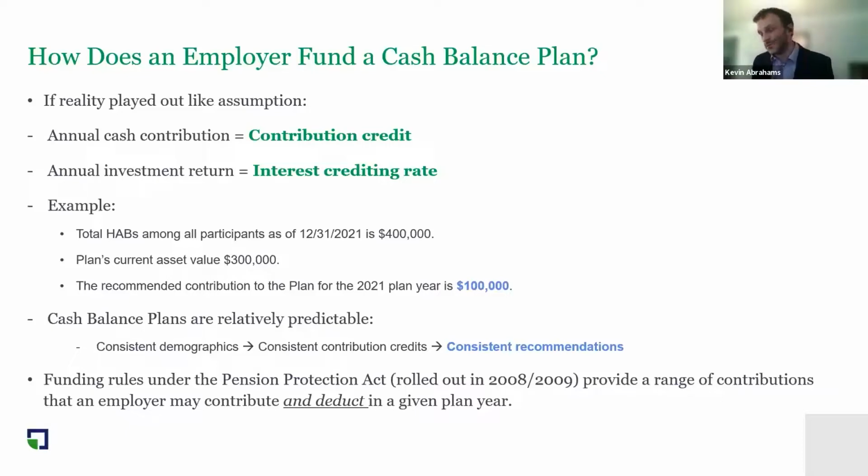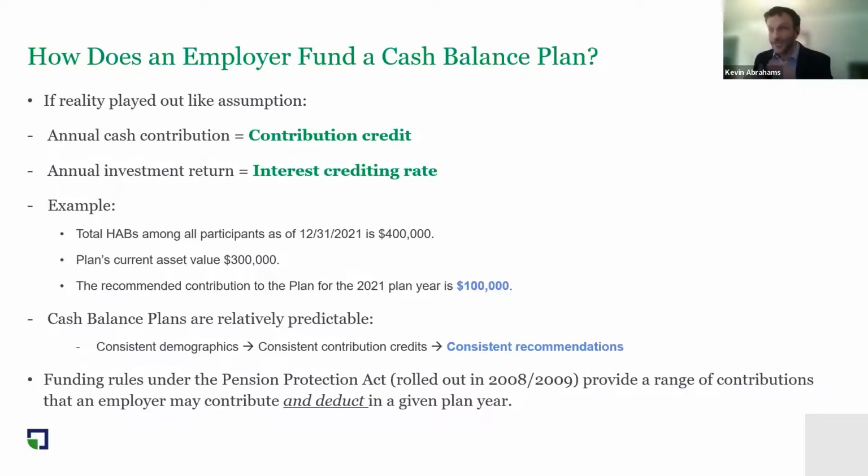In this example, a different assumption, in this plan with the employer and their employees, the total hypothetical balances as of the end of 21 are 400K. And that's just the accumulation of the credits over however long the plan's been active. Based on the prior deposits and the investment returns, the asset value at that time is 300,000. Simple arithmetic, we would do our valuation, and the recommended contribution for the year is $100,000.